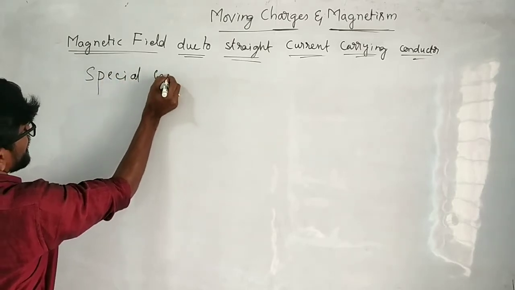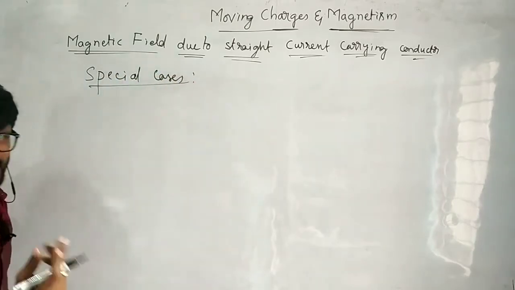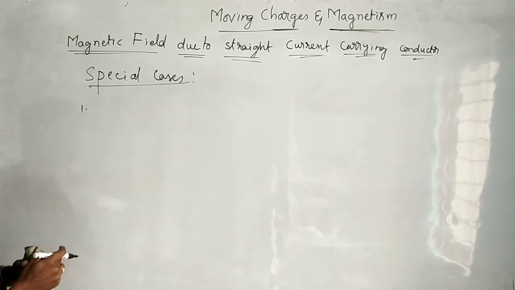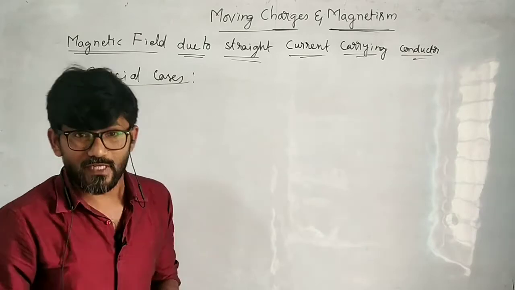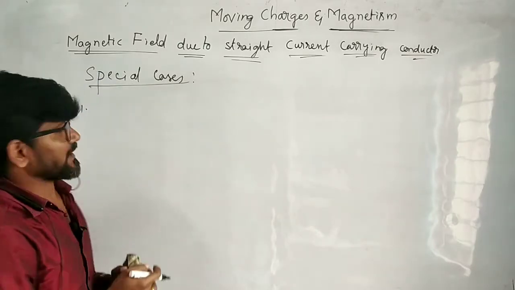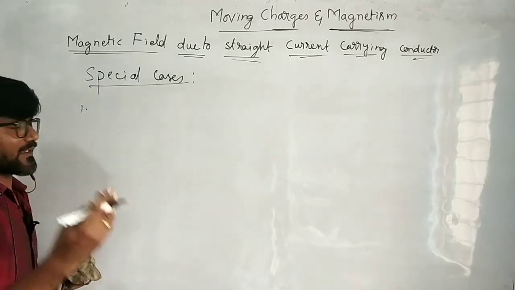You can take those as special cases or examples as well. So find the magnetic field at a point which lies along the length of the conductor. If you want, you can write it as a question.